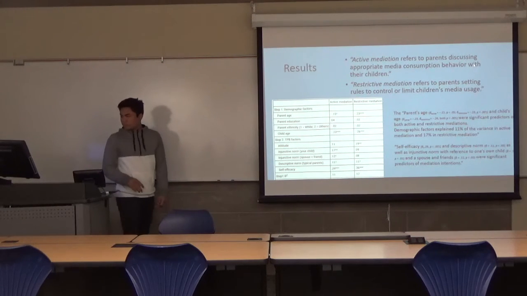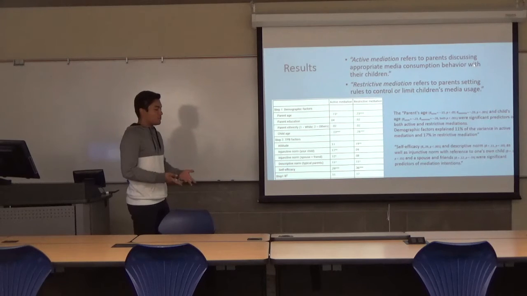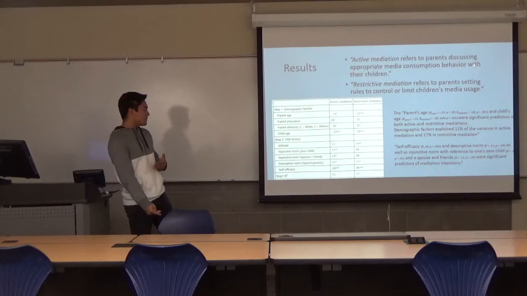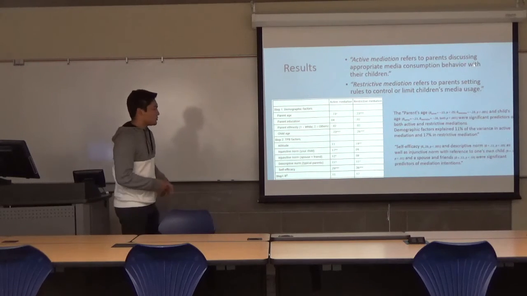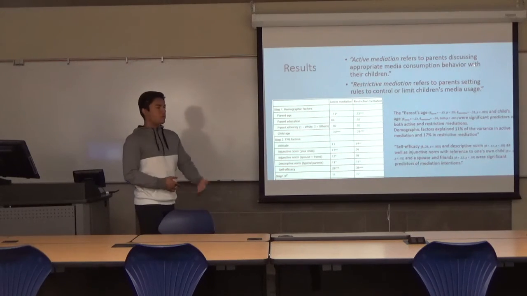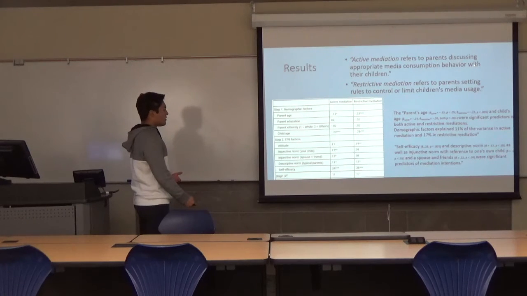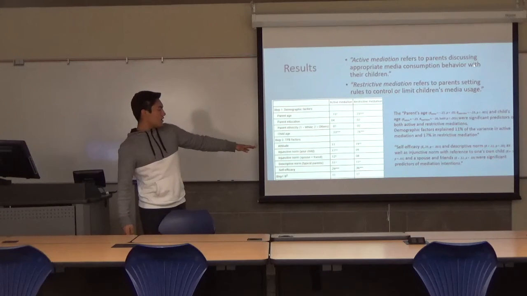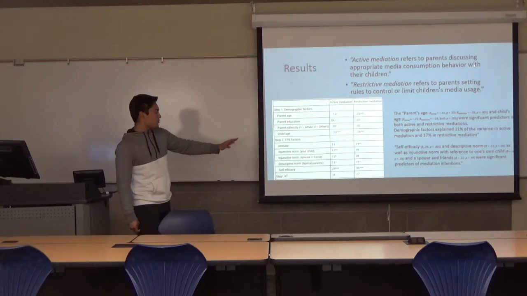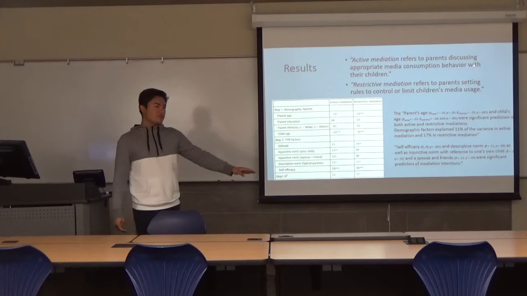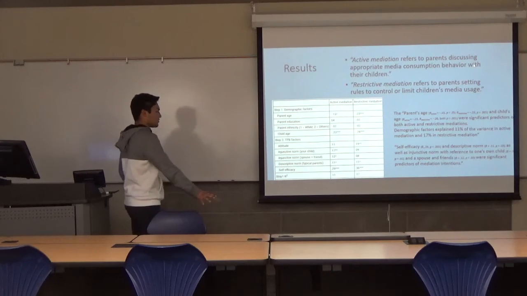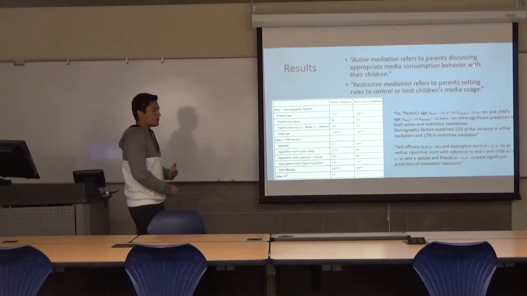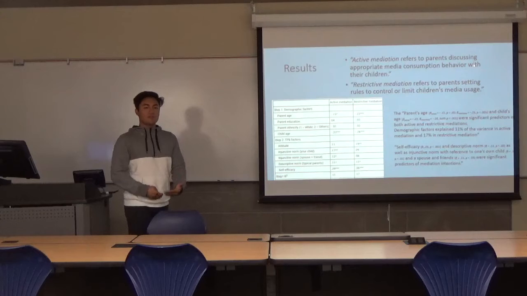Then there was the response the parents had and the intention behind the parents' intentions. So self-efficacy, which was how much control a person had over their own behavior. The descriptive norm as well as injunctive norm with reference to one's own child, spouse and friends were significant predictors of mediation intentions. So how much they were actually communicating good active mediation determined whether the response to the mediation was positive or negative.